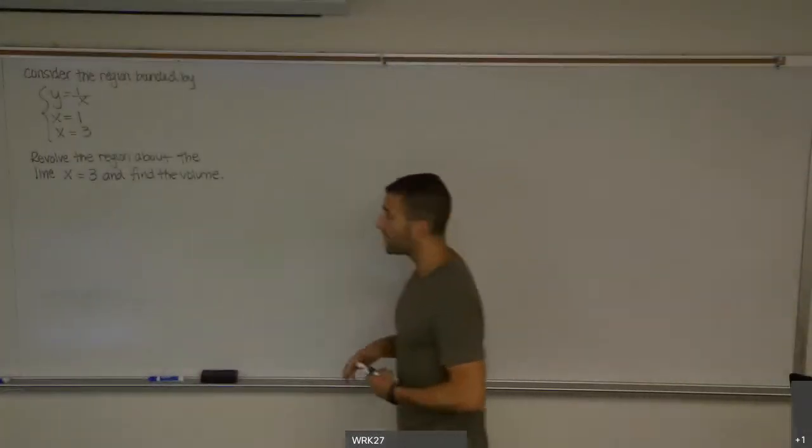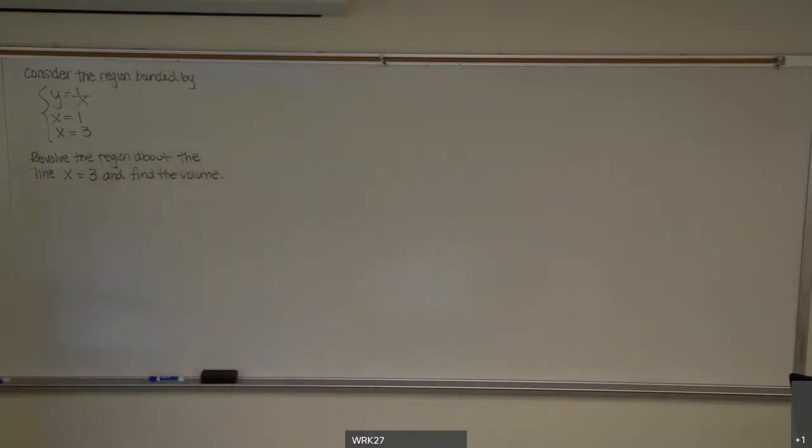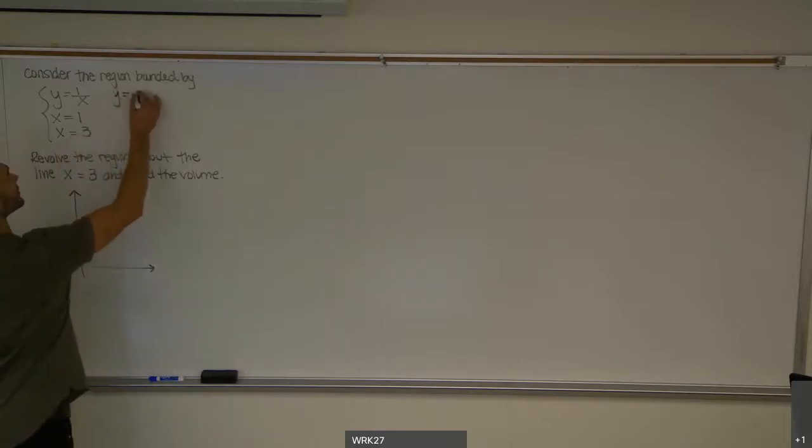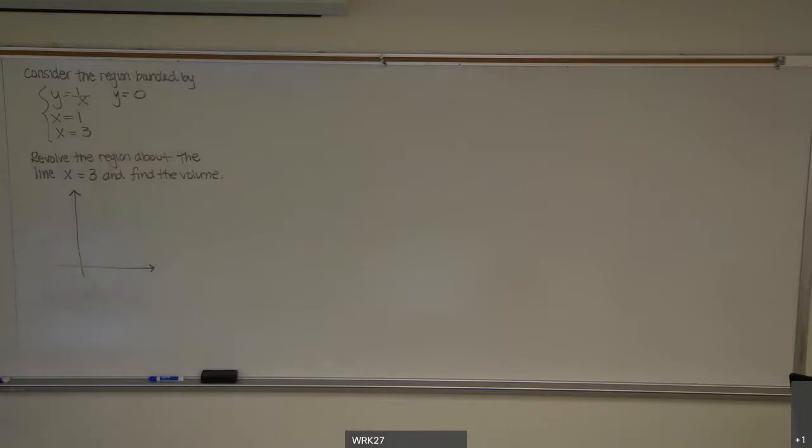So in this case, just like the one before, we have a region, we have an axis. Let's understand it. So we have y equals 1 over x, reciprocal function, x equals 1, x equals 3, and sorry, I should give you one more, y equals 0, so bounded by the x-axis. So I'll draw the constants first. We have x equals 1, x equals 3, so we have vertical lines at 1, vertical line at 3, y equals 0 is a horizontal line at 0, and 1 over x. 1 over x is a reciprocal function.